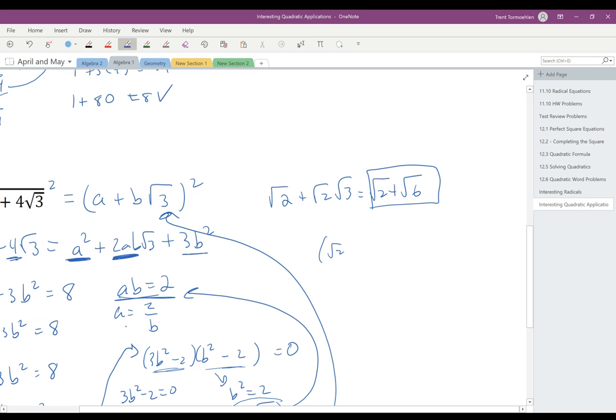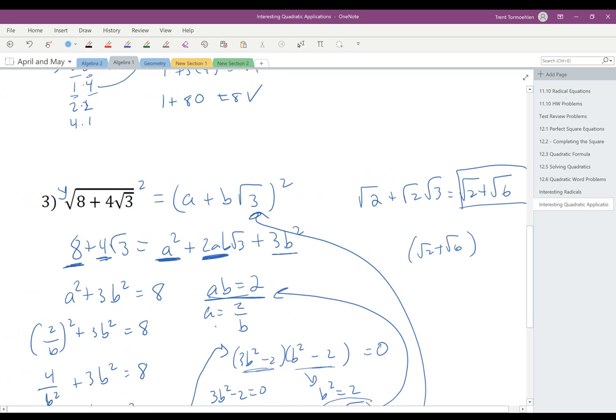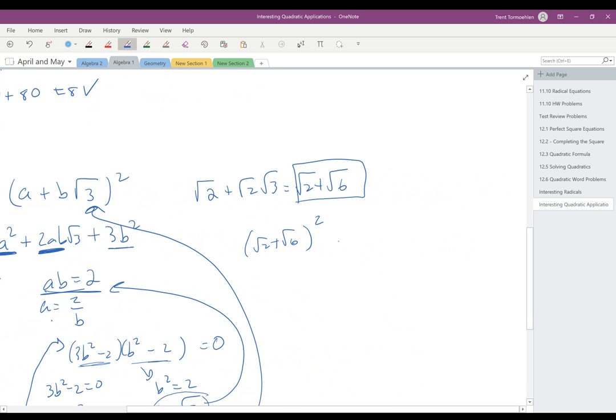If we square root 2 plus root 6, it better give us that 8 plus 4 root 3, the beginning part of the problem. And so when we square this, we get 2 plus 2 times root 2 times root 6, which is root 12. Root 6 squared is 6, and so that gets us 8 plus 2 root 12, but root 12 is just 2 root 3, so that verifies that the square root of 8 plus 4 root 3 is root 2 plus root 6.